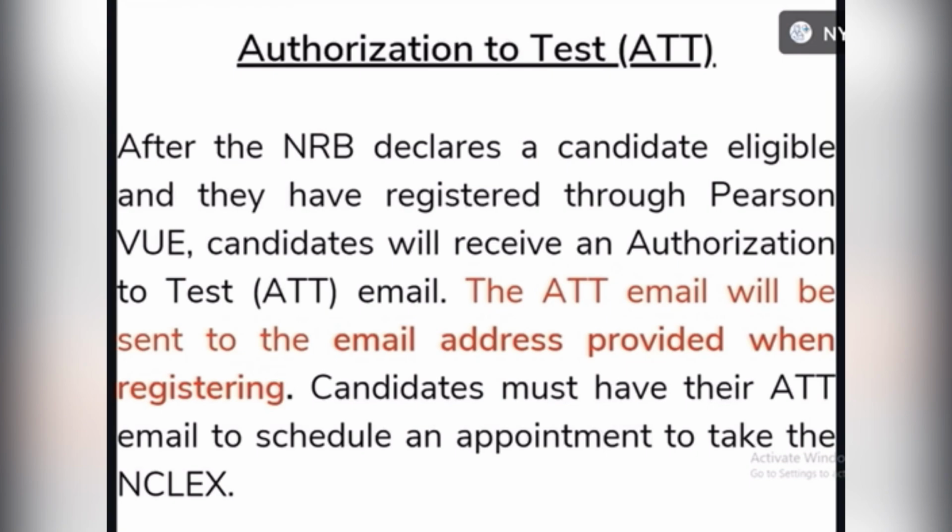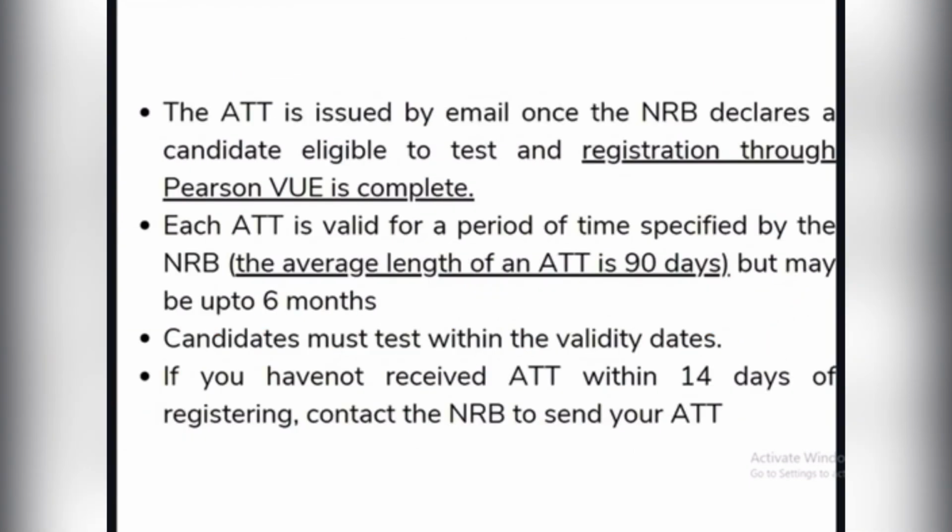ATT is the authorization to test, and it will be sent via your nursing regulatory body to the NCSBN, and they will then allow you to schedule your exam. The ATT is issued by email once the Nursing Regulatory Body declares the candidate is eligible to test and register. Registration through Pearson VUE is complete.